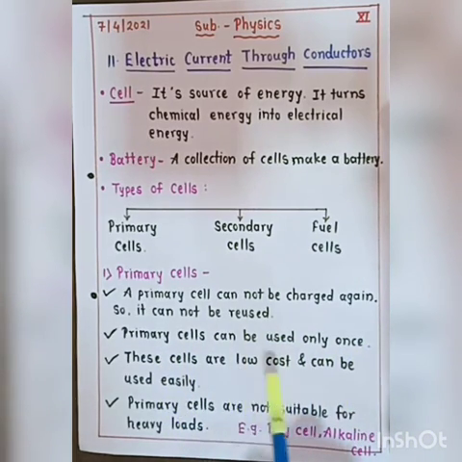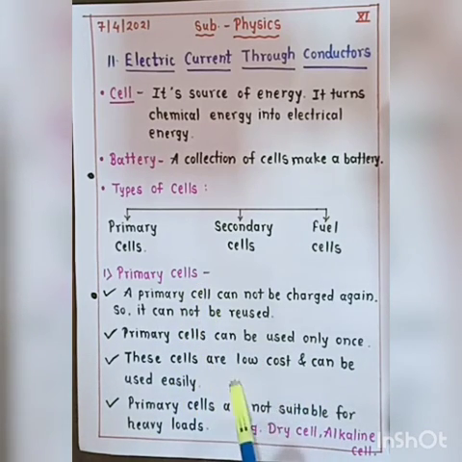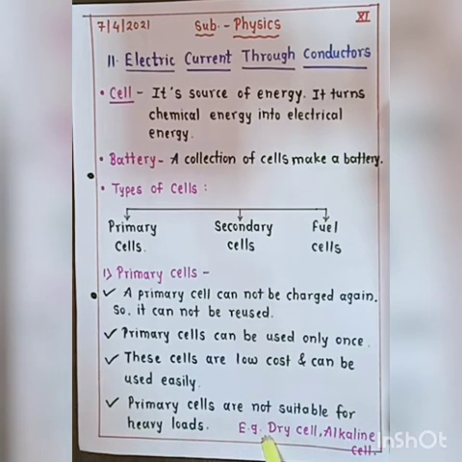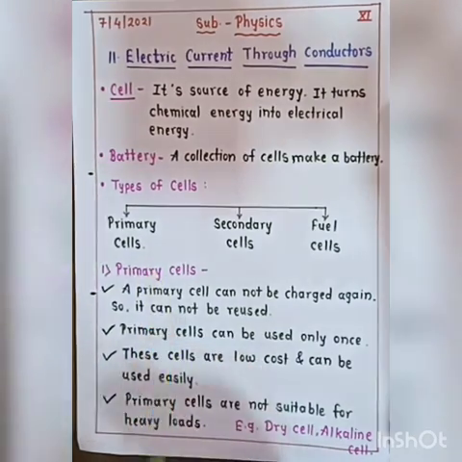These primary cells are low cost and can be used easily. But primary cells are not suitable for heavy loads, like vehicles, especially four-wheelers. Examples of primary cells are dry cells and alkaline cells, for example the cells in a TV remote or a wall clock.